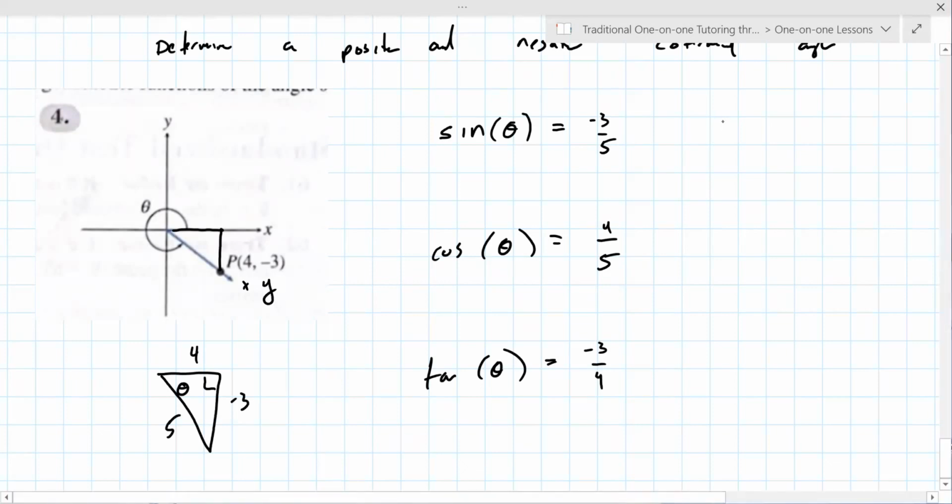And then cosecant theta is the reciprocal of this, minus 5/3. Secant theta is 5/4. And then cotangent theta is the reciprocal of this one, minus 4/3. So there's kind of like a mapping if you want to do that.